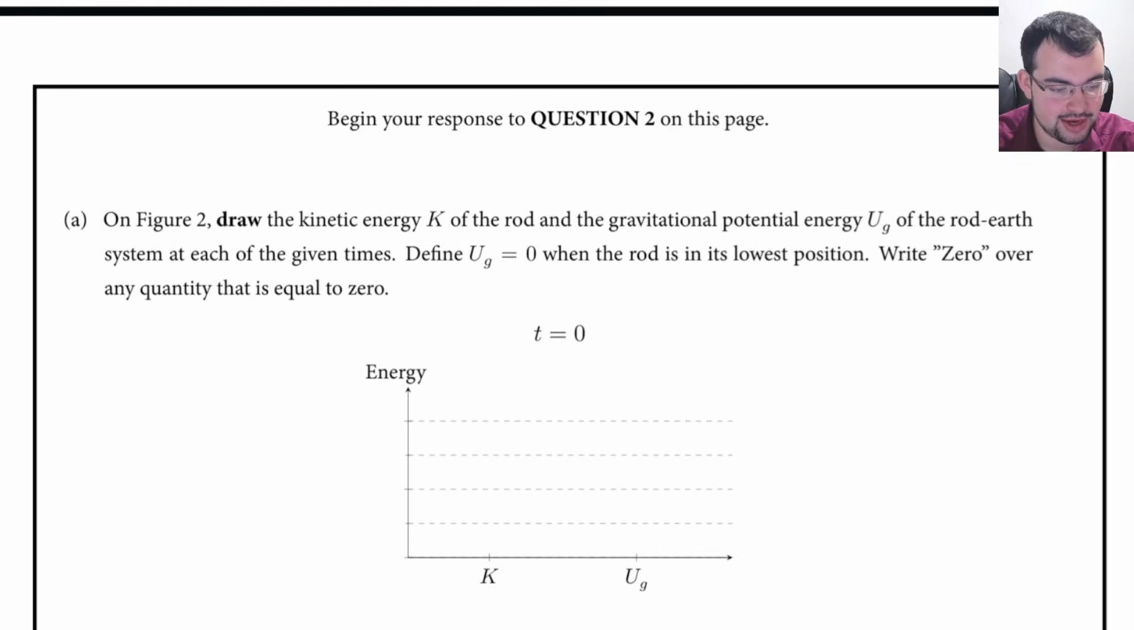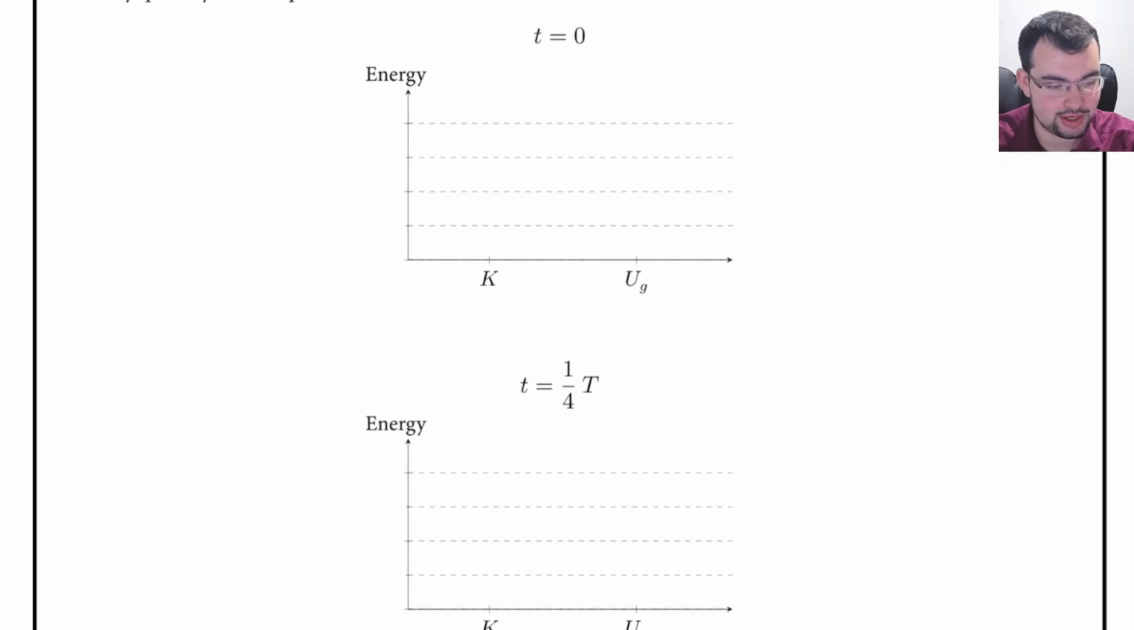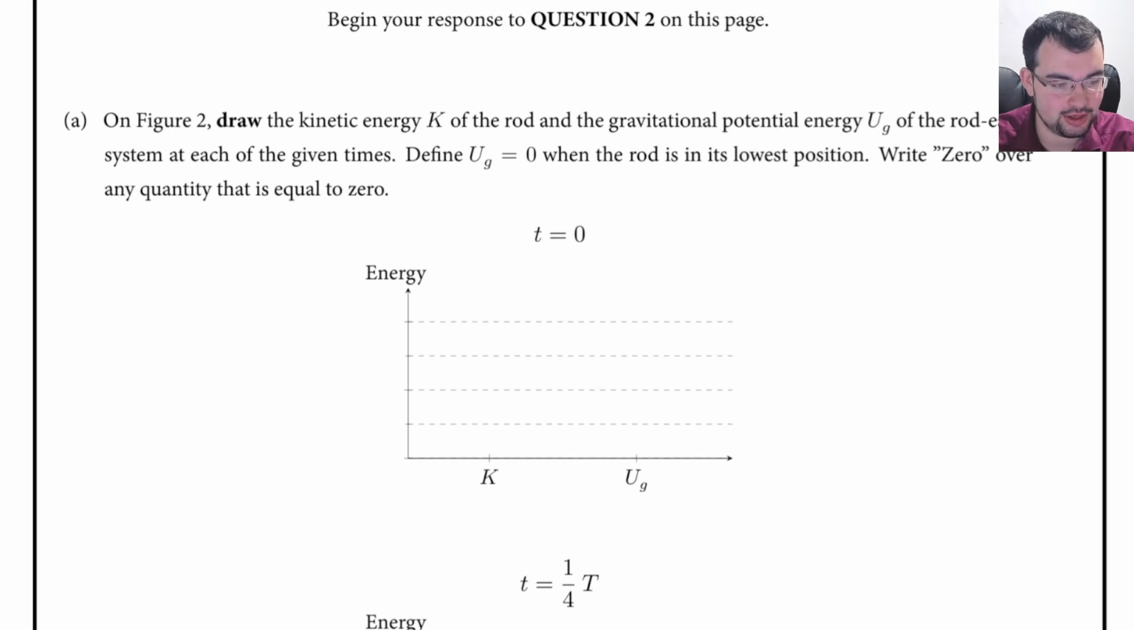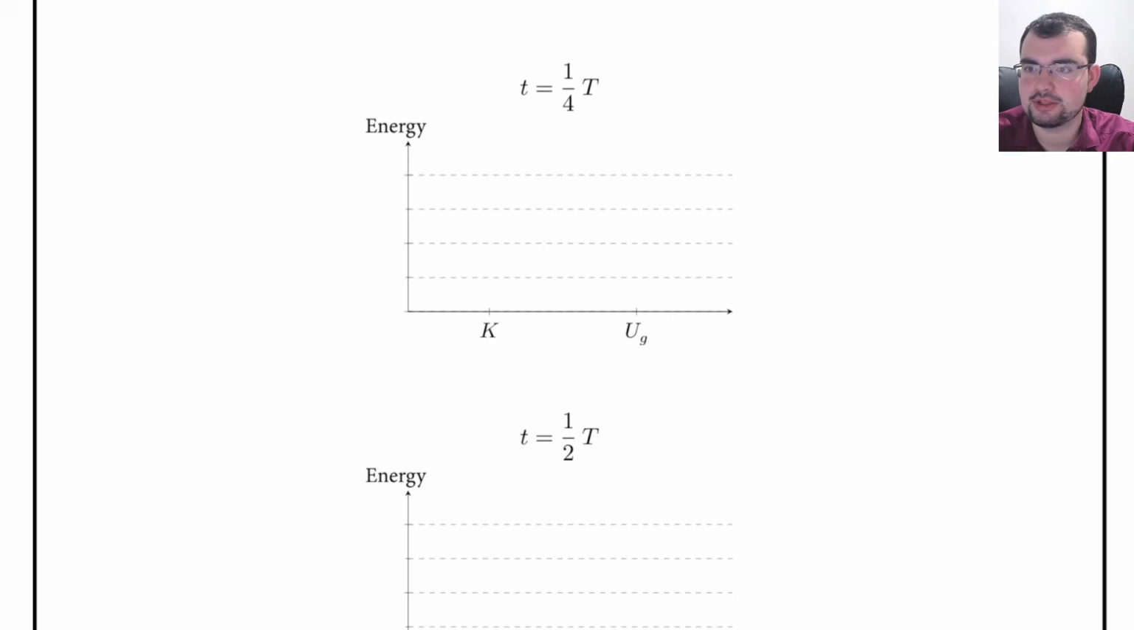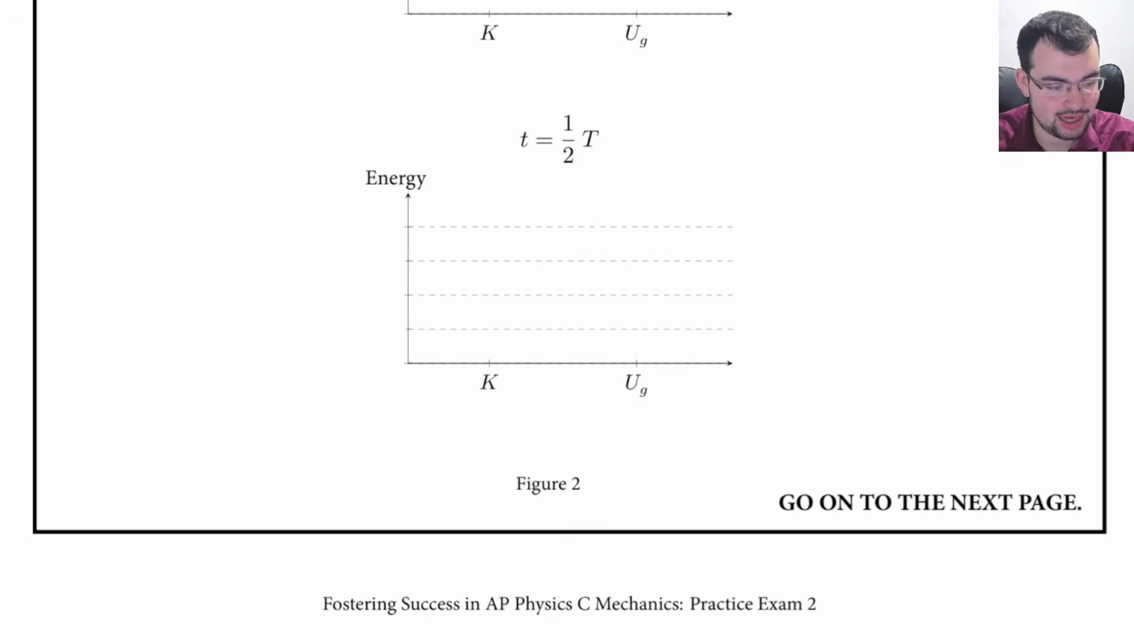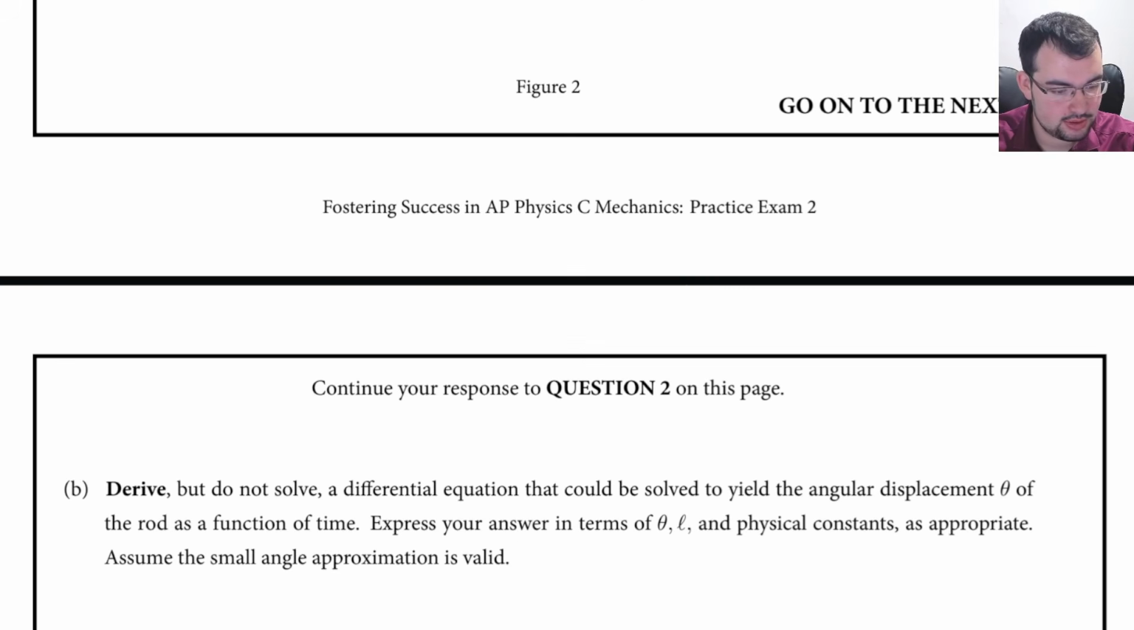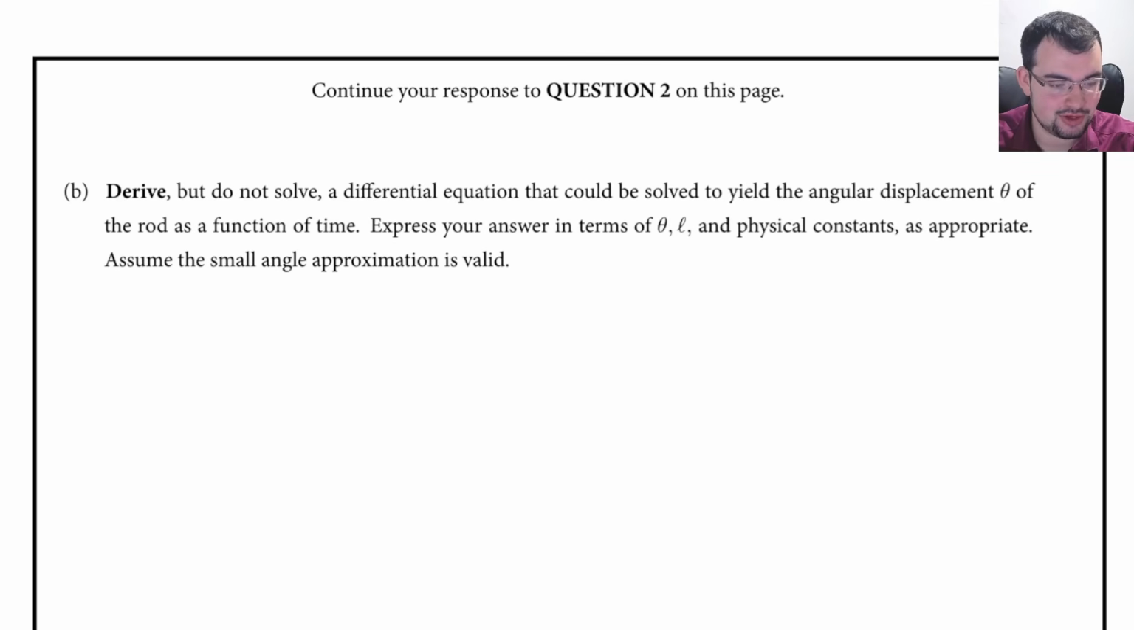So part A is a bar chart. It says UG equals 0 when the rod is at its lowest position. We just got to do kinetic and gravitational potential energy at the start, at the bottom of the swing, and at the other top of the swing. Then we want to derive, but not solve, a differential equation that relates theta to at least some of its derivatives.